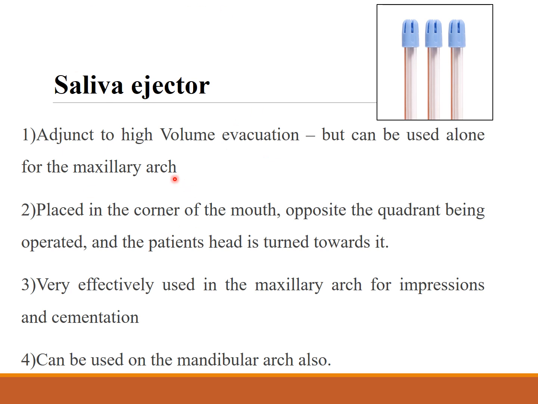Now is the saliva ejector. It's an adjunct to high volume evacuation of the saliva or fluids, but it can be used alone for the maxillary arch. Also, it can be used for a mandibular arch, guys. It has to be placed in the corner of the mouth, opposite the quadrant being operated, and the patient's head is turned towards it. Very effectively used in the maxillary arch for impression and cementation. It also can be used for mandibular arch.